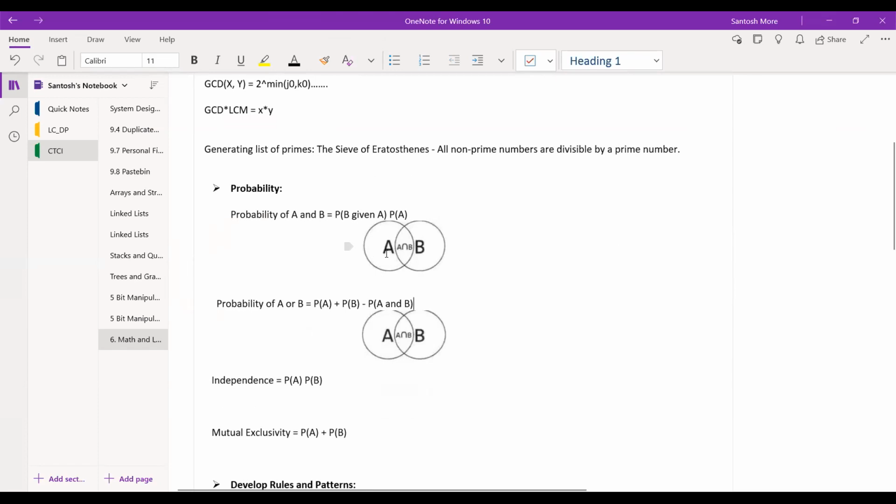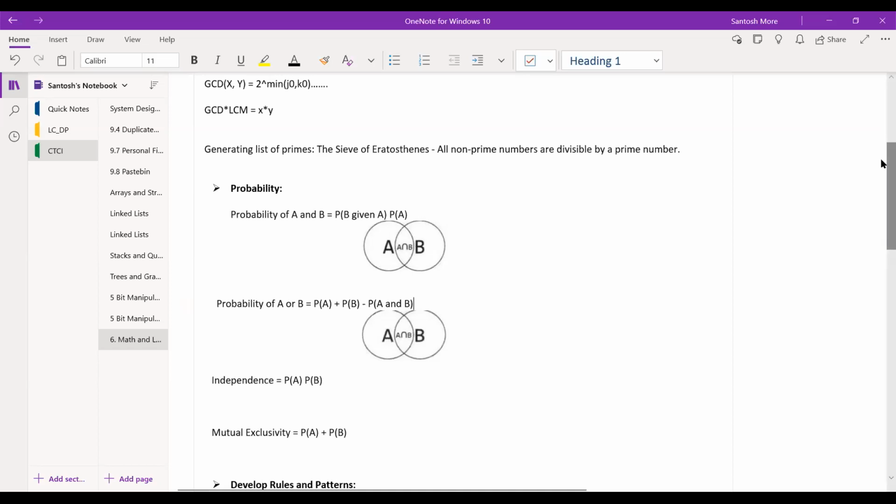It means, like you have thrown a dice, right? Now A has already happened. Now you have to find the probability of B happening. What is the portion of B which is in A? Yeah, that is what it says.